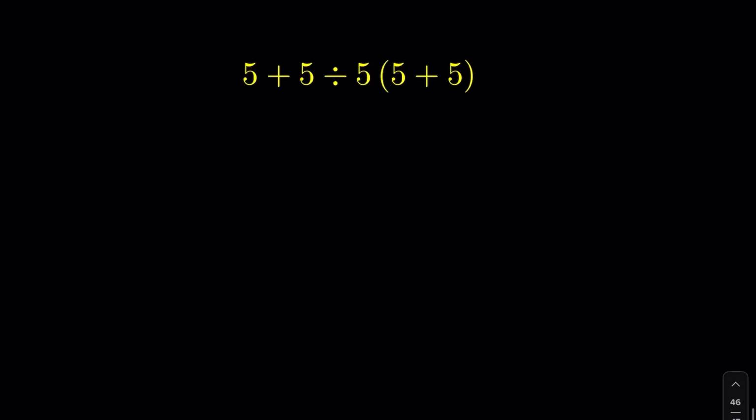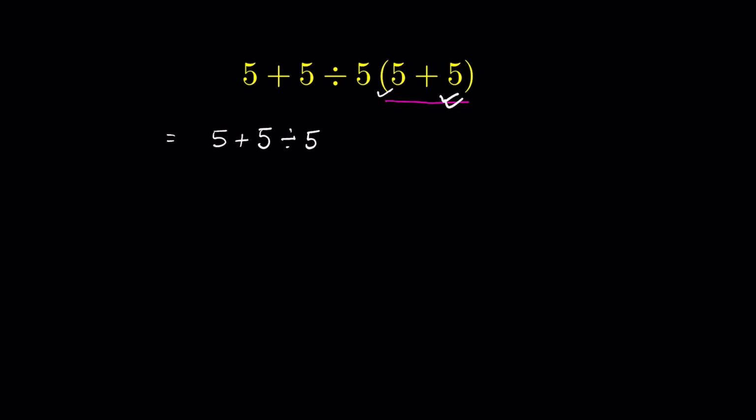Now here in this question we can see parenthesis is there. So as per PEMDAS you need to solve the parenthesis first. So let's solve that first. All other operations will be written as it is. So 5 + 5 ÷ 5. Now once the operation is done, 5 + 5 equals 10.